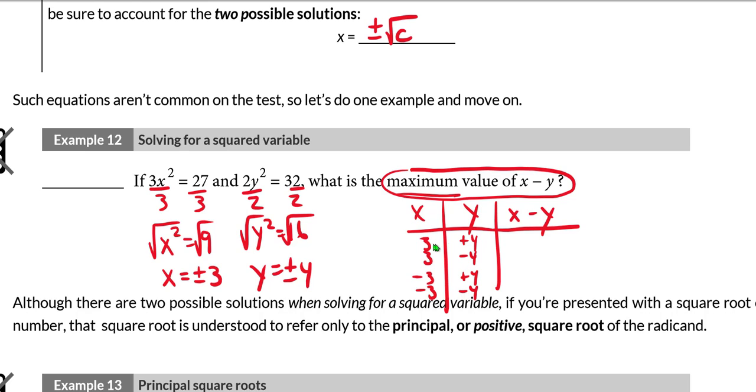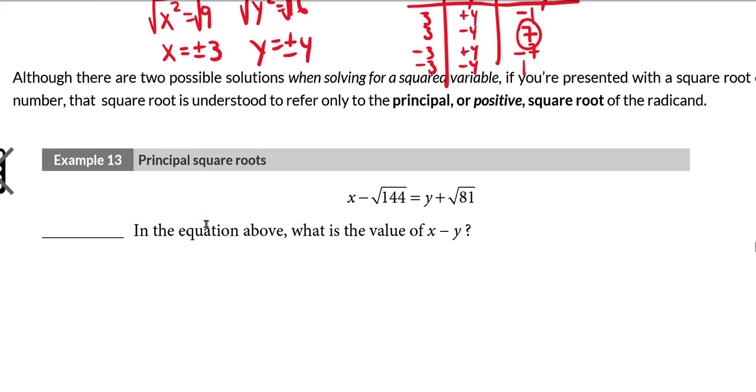So 3 minus 4 is negative 1. 3 minus negative 4 is 7. That one's looking pretty good. Negative 3 minus positive 4 is negative 7, and negative 3 minus negative 4 is positive 1. So it looks like the maximum value here is going to be 7.